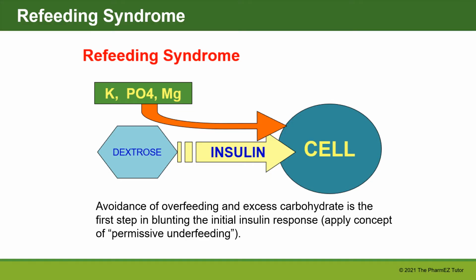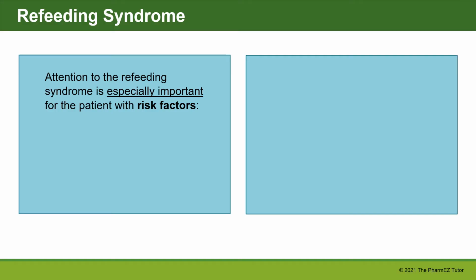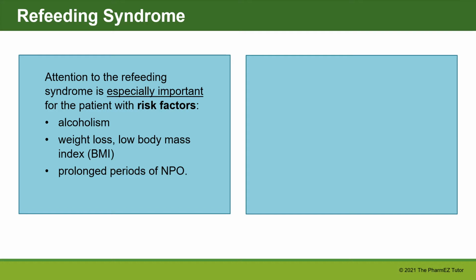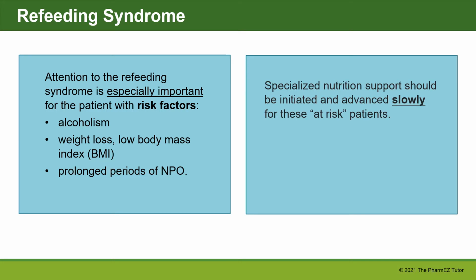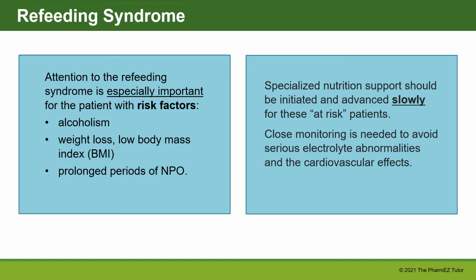The avoidance of overfeeding and excess carbohydrate is the first step in blunting the initial insulin response, applying the concept of permissive underfeeding. Attention to the refeeding syndrome is especially important for the patient with risk factors such as alcoholism, weight loss, low body mass index or BMI, and prolonged periods of NPO. Specialized nutrition support should be initiated and advanced slowly for these at-risk patients. Close monitoring is needed to avoid serious electrolyte abnormalities and the cardiovascular effects.